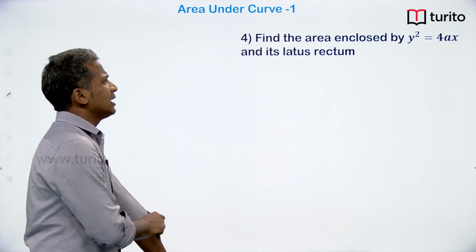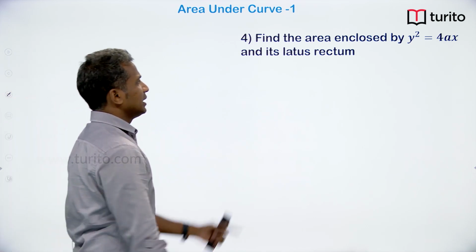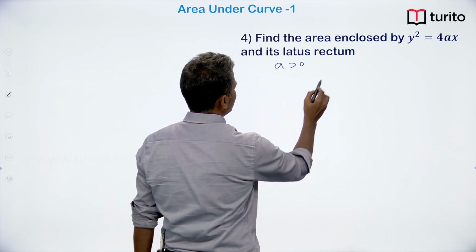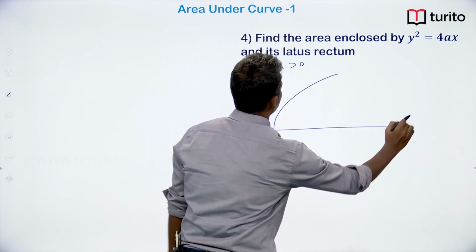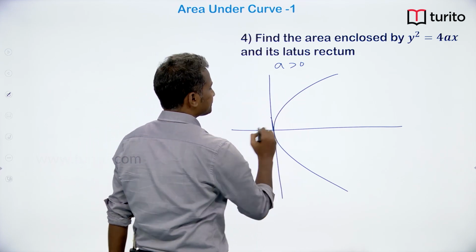Next, find the area enclosed by the curve with its latus rectum. So here this is going to be a parabola, assuming that a is a positive value. So this is going to be a parabola like this, and this is our y axis.